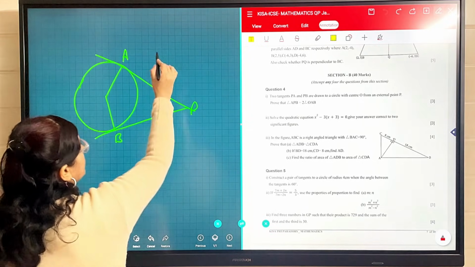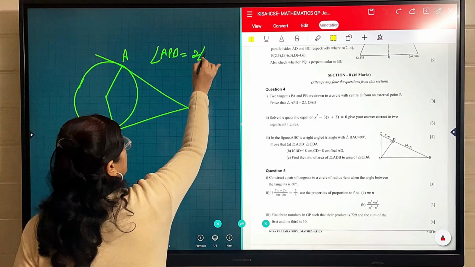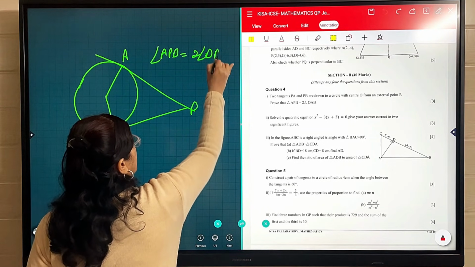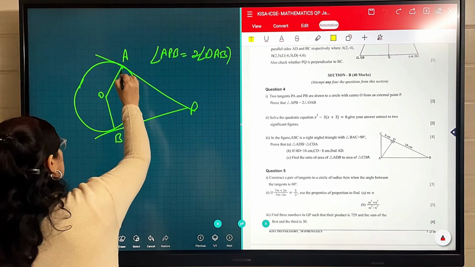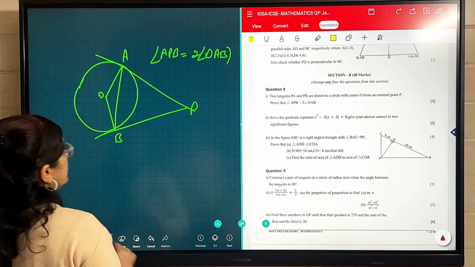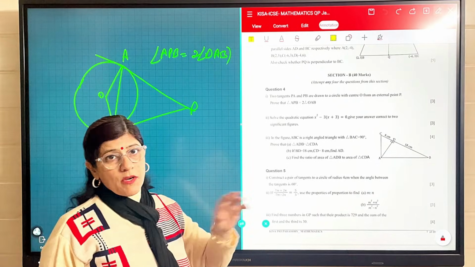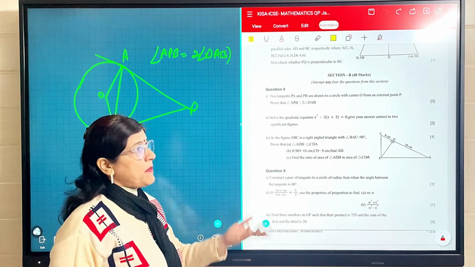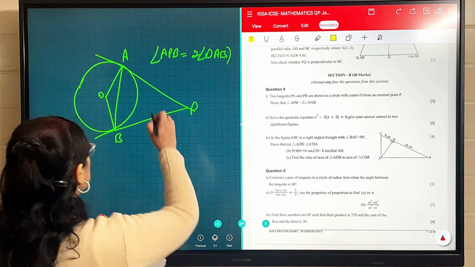Now we have to prove that angle APB is equal to twice angle OAB. OA is this radius, and we have to meet this OAB. So this is the question. Generally, proving type questions will not be asked in board papers, but the KISA paper has given one, so we have to solve it. We should practice at least, and we should know the theorems.